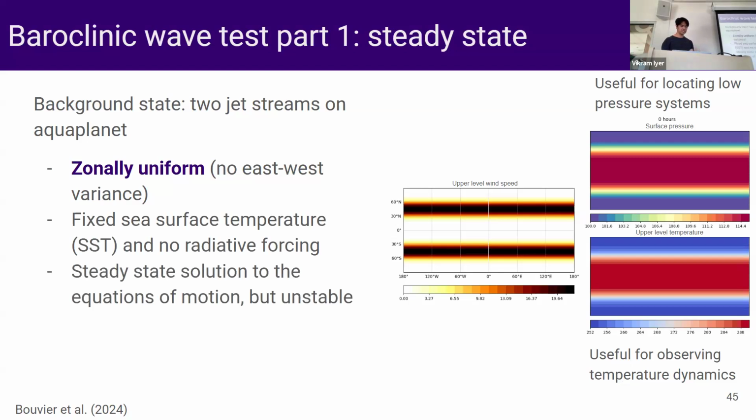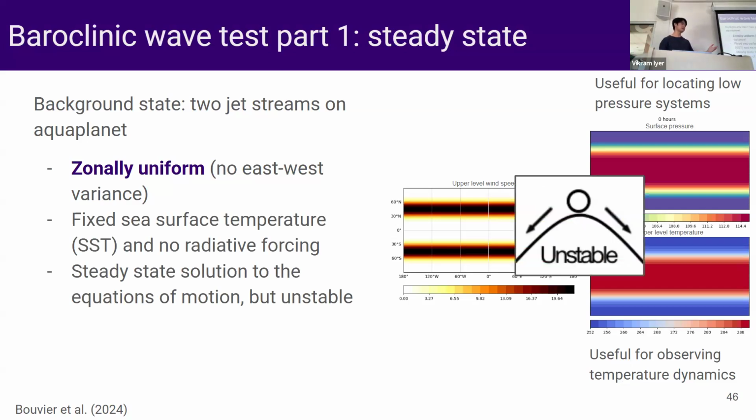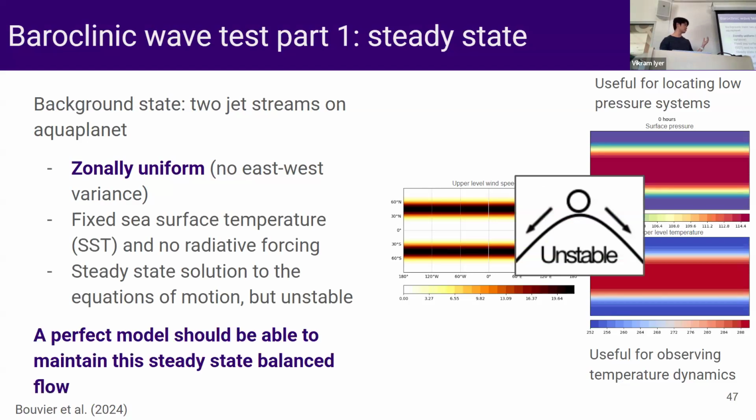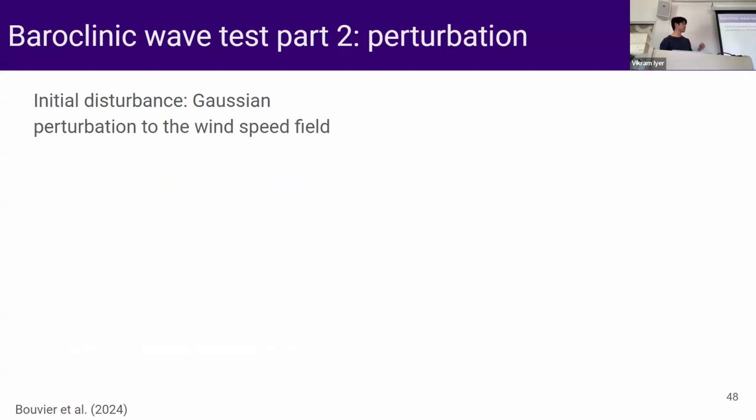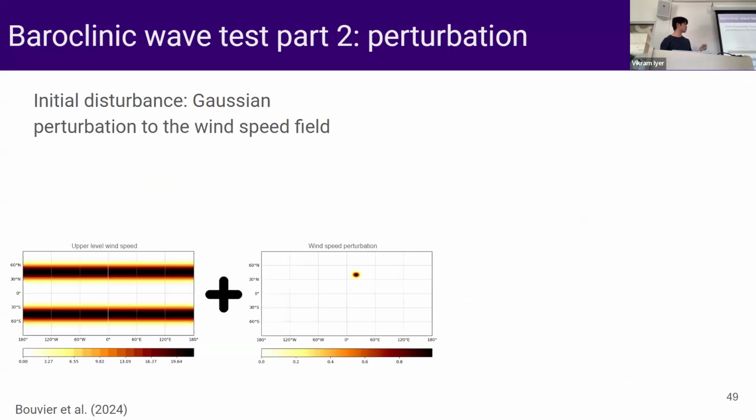As I said before, this initial condition is a steady state solution of the equations of motion, but it's unstable. So ideally, a model should be able to keep this ball on top of the hill, the ball being our atmosphere, but not all models are perfect. So this first part of the test evaluates the model's ability to do this. Assuming it is able to do so, what we can do is kick the ball off the hill in a controlled way by adding a Gaussian perturbation to the wind speed field. So we take our nice idealized wind speed field here, and we add a tiny little Gaussian perturbation of 1 meter per second at a specific location, and we see how that propagates into a fully developed storm.